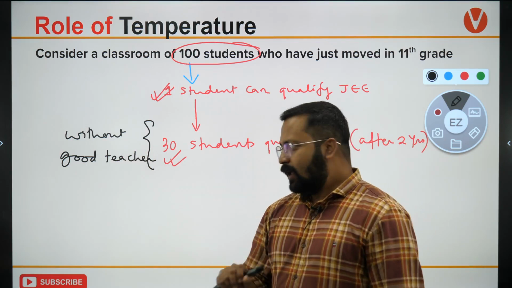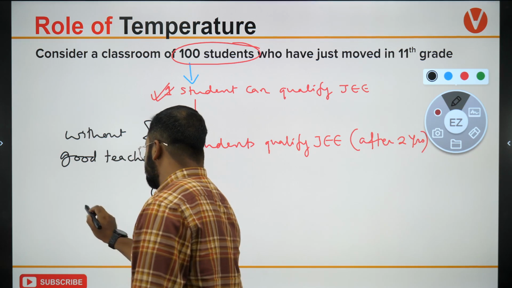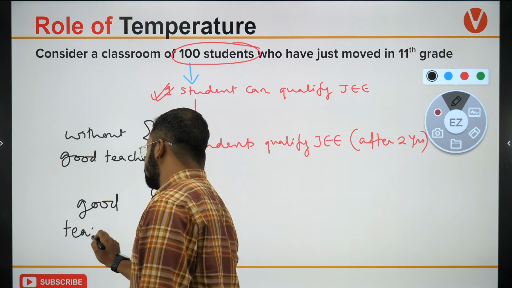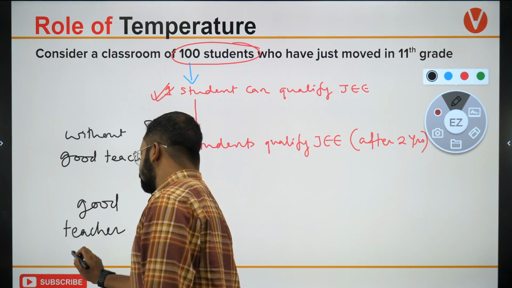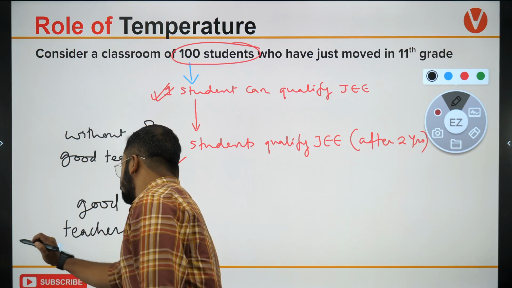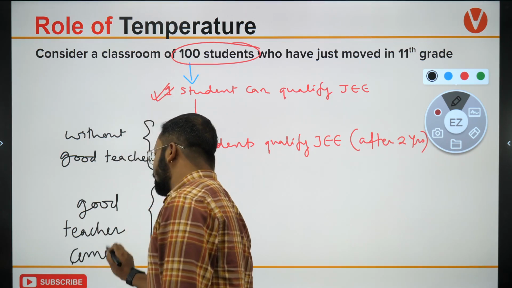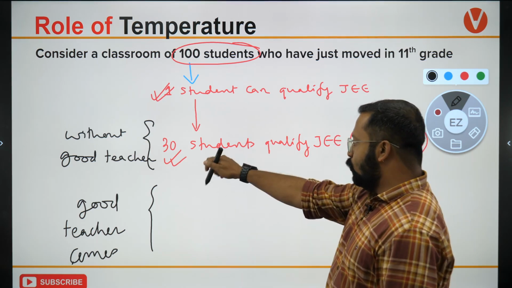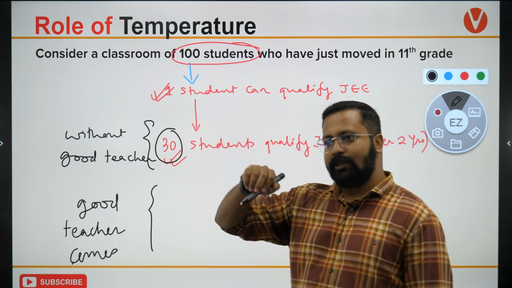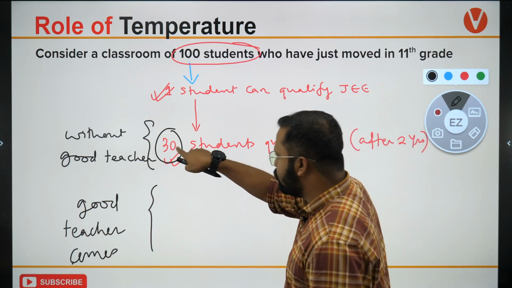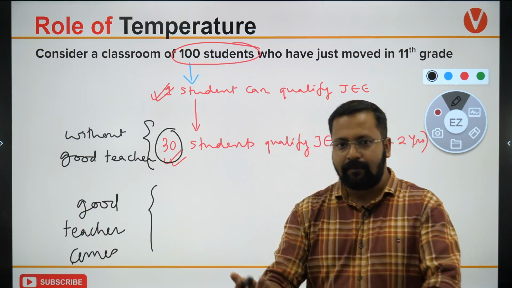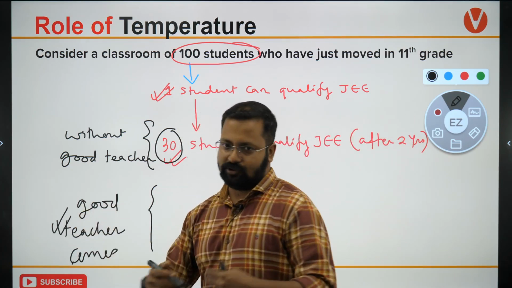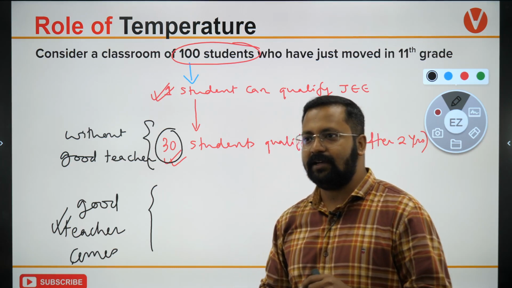Okay, suppose there is a good teacher. Good teacher comes. If there had been a good teacher, don't you think this number would have increased from 30 to maybe 50, maybe 60 क्वालिफाई कर जाते. अगर आपको अच्छा टीचर मिलता तो 60 क्वालिफाई कर जाते. Isn't it?